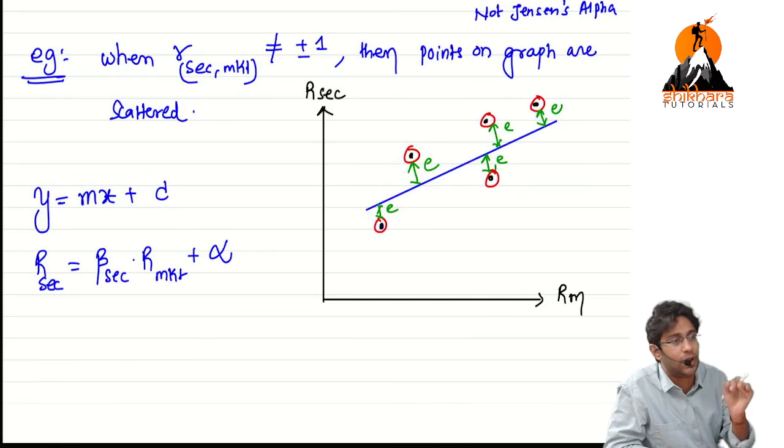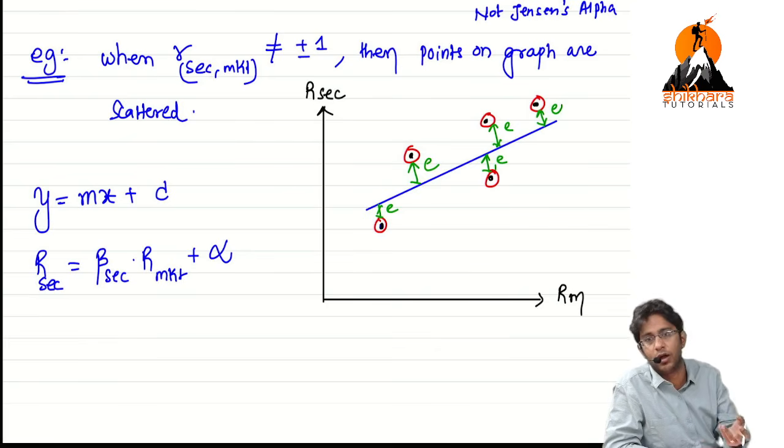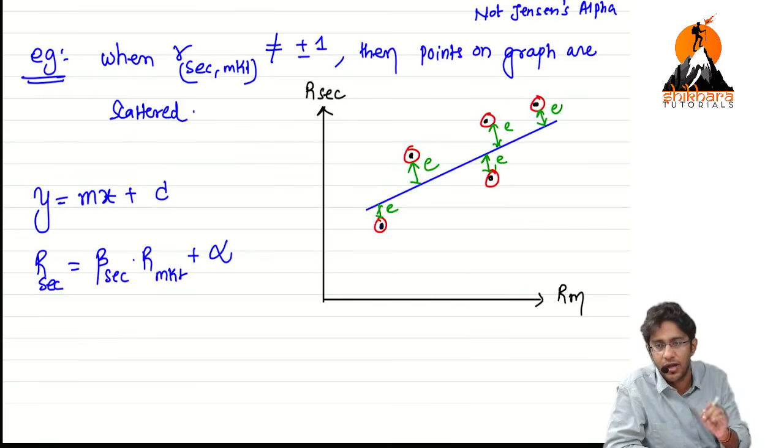That is called what? Company specific risk. That only we are calling unsystematic risk. Unsystematic risk is plotted in the graph in the form of an error gap. That's why unsystematic risk is called a random error. Am I clear till here?